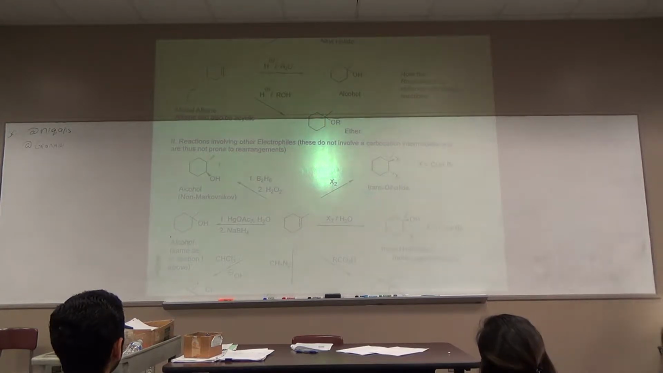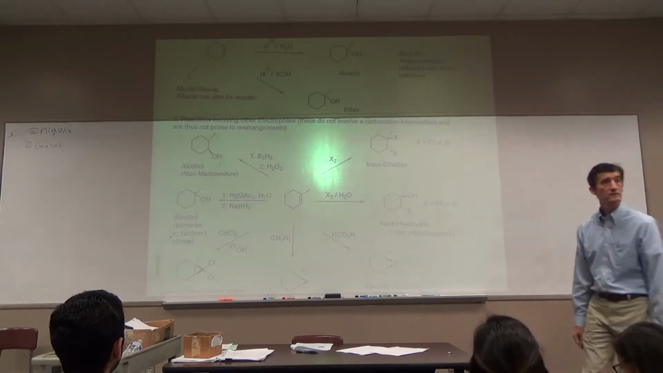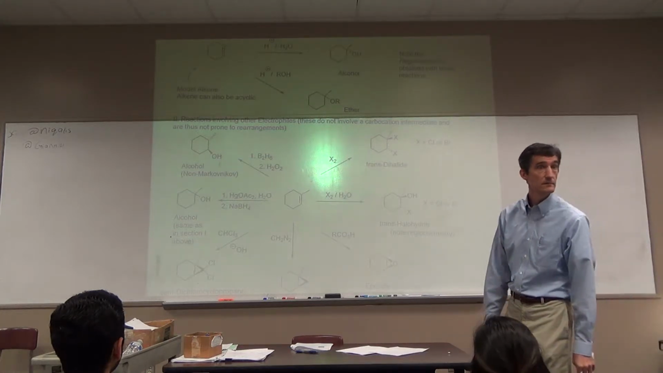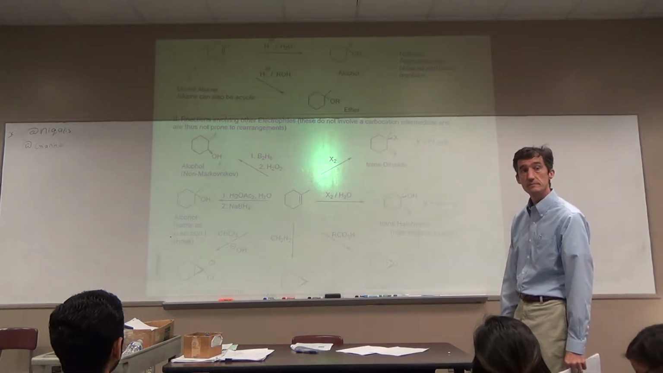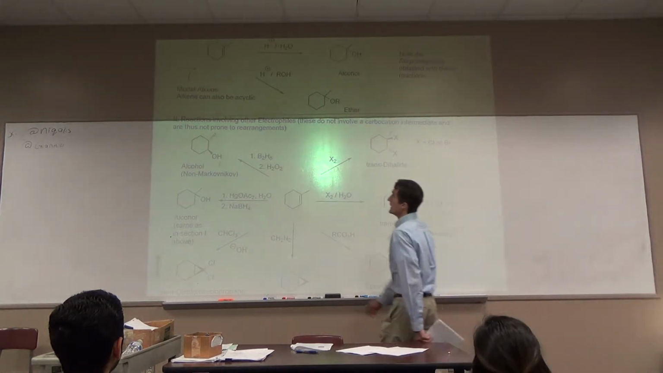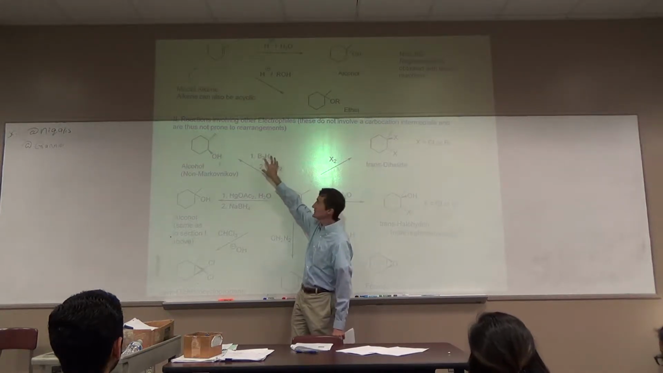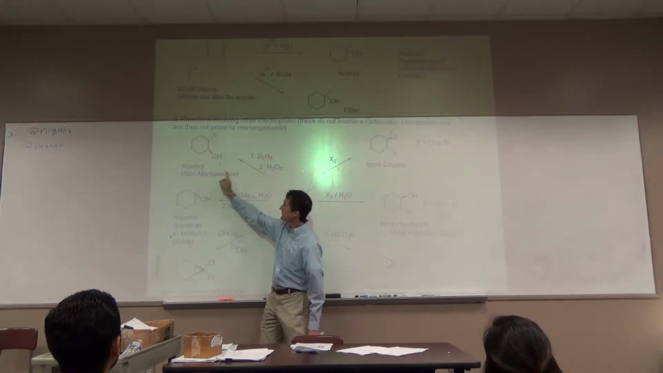Will anything other than peroxide give the anti-Markovnikov product? Should that just be a red flag to us that it's going to produce the non-Markovnikov product? Yes, when you see borane followed by hydrogen peroxide, that's a red flag. That is non-Markovnikov hydration.